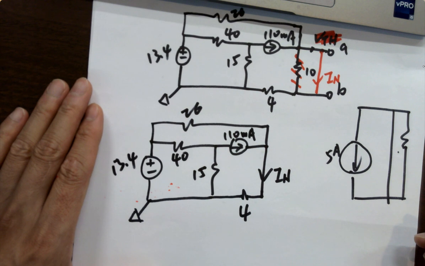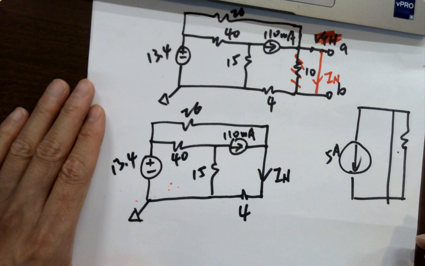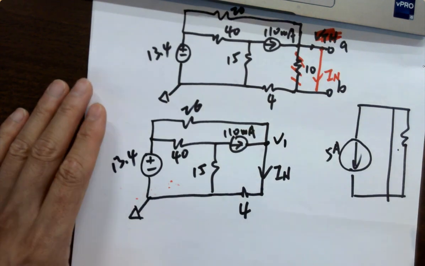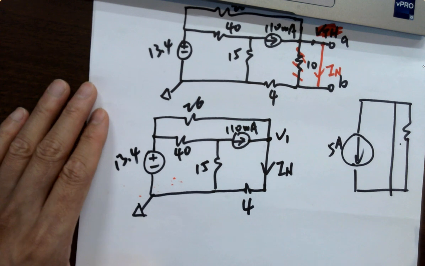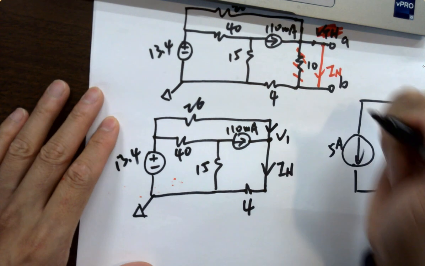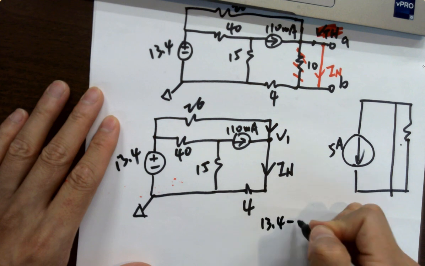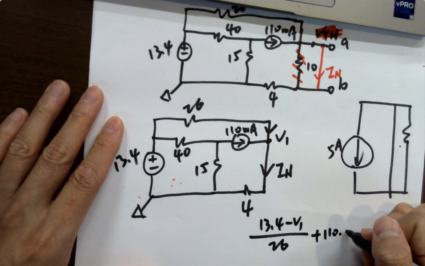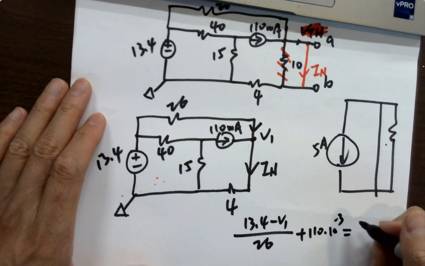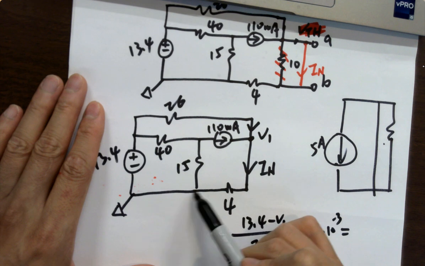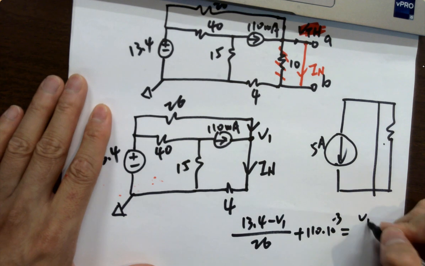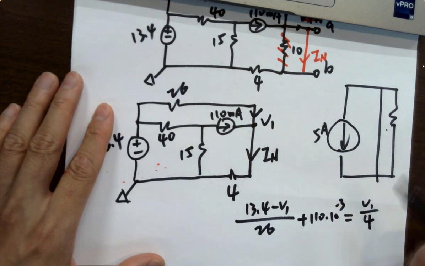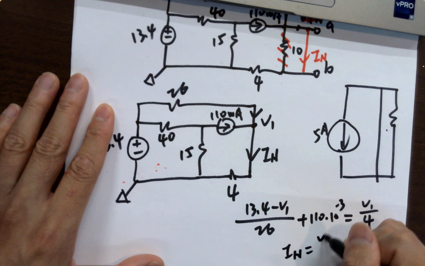How do you find IN here? Let's use the node voltage method, V1. You can get the current here: 13.4 minus V1 over 26 plus 110 milliamps equals, same method, V1 over 4. Right? So you can find V1 first. IN equals V1 over 4. Done.